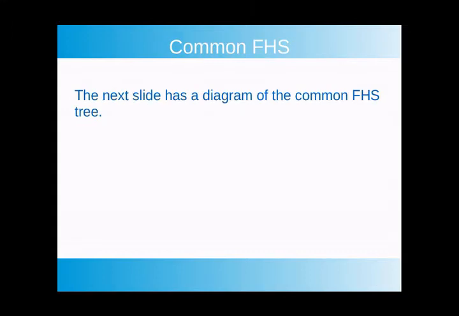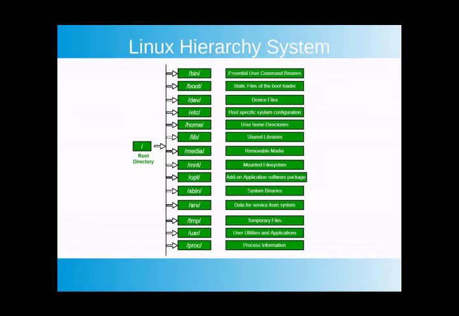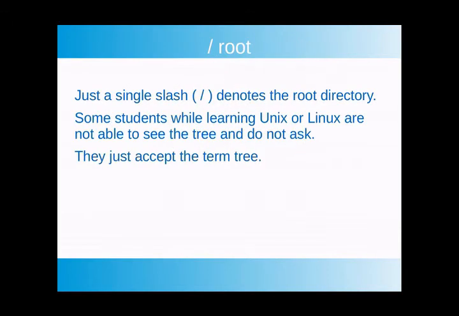The next slide has a diagram of the common File Hierarchy Standard tree. This is what it looks like. You have bin, boot, dev, etc, home, lib, and so on, and all of these are inside the root directory. Just a single slash is the name of the root directory.